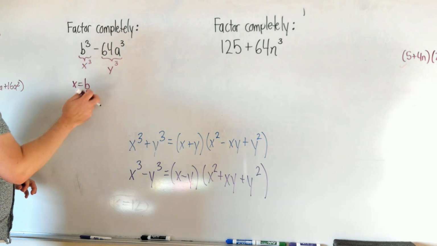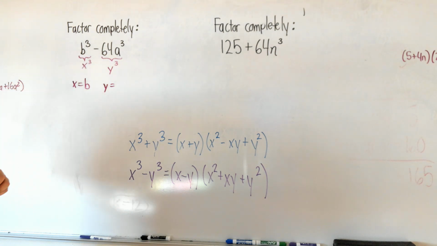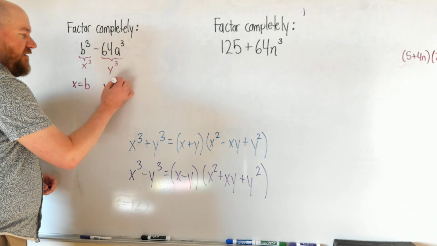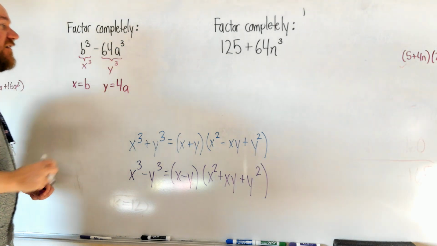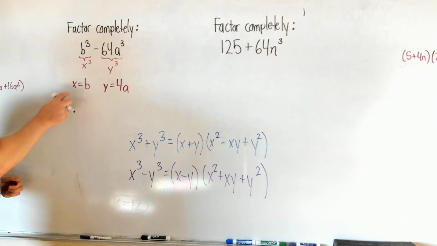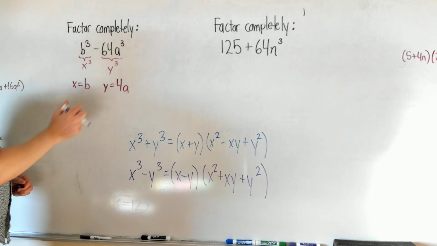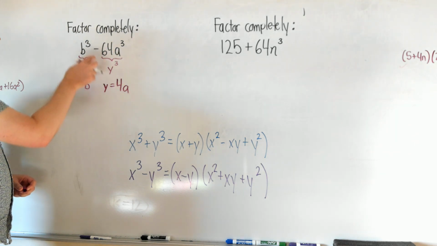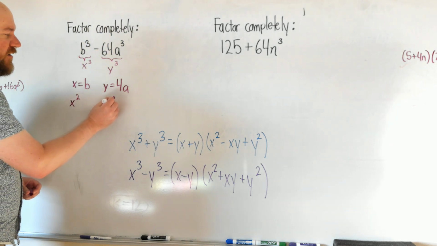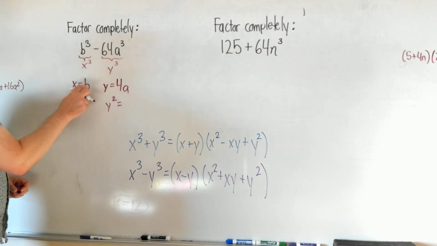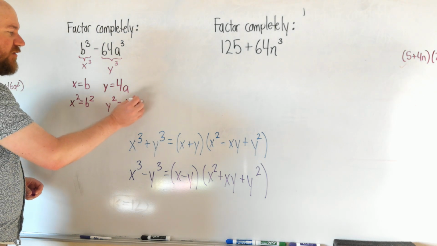And what did we cube to get that? This was going to be a little harder to get. What times what times what is 64? The answer to that is 4. And then what cubed is a to the third? The answer to that is a. So when you do this, you have to figure out what x to the third is and y to the third is, so you just assign them. You need to figure out what x and y are by cube rooting both of these. But you also need to figure out what x squared and y squared are, and to do that, we just square them. So b squared, and 4a squared is 16a squared.